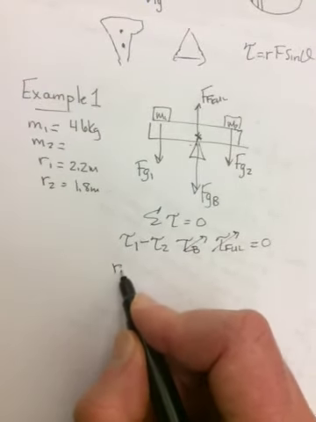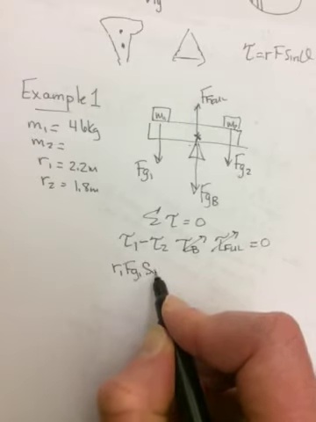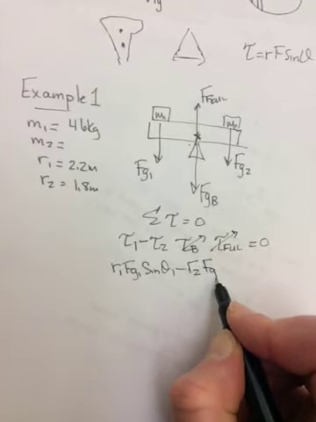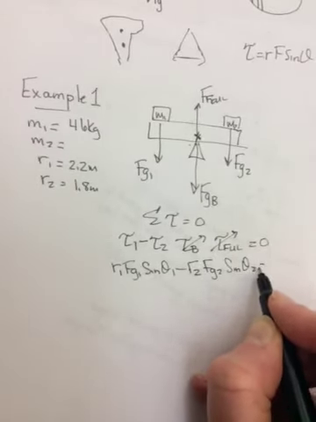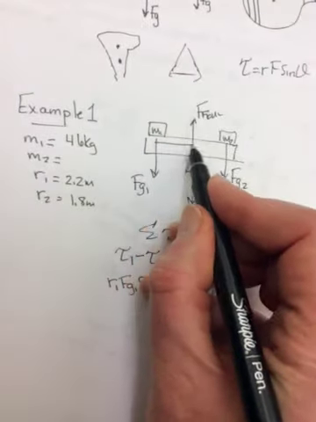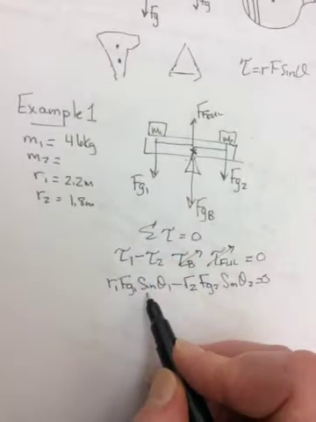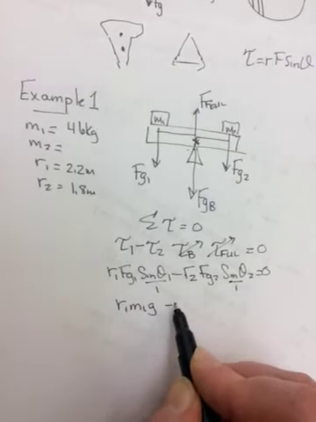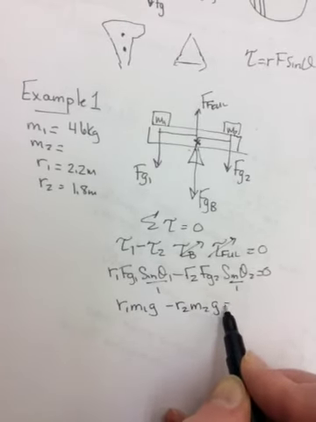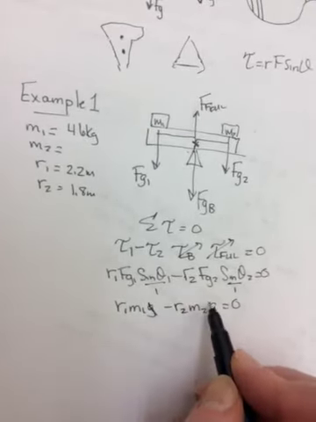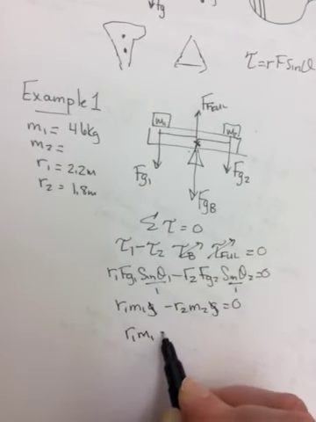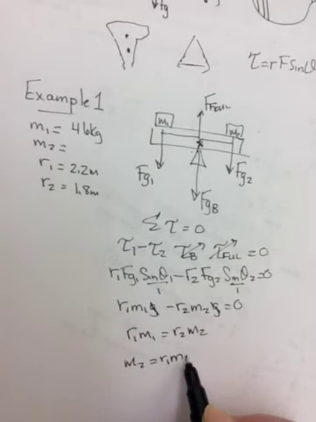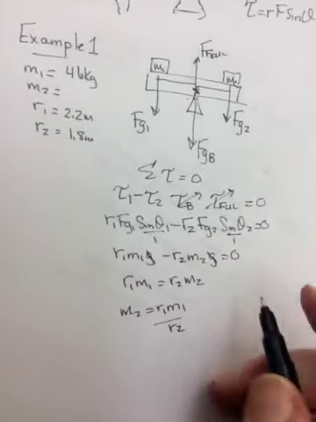Then we end up with R1 FG1 sine theta 1 minus R2 FG2 sine theta 2 equals 0. What's the angle between R and F? It's 90, and sine of 90 is 1. So this becomes R1 M1 G minus R2 M2 G equals 0, and you're solving for M2. The G's cancel, so R1 M1 equals R2 M2. M2 equals R1 M1 divided by R2. Then just fill in your numbers.